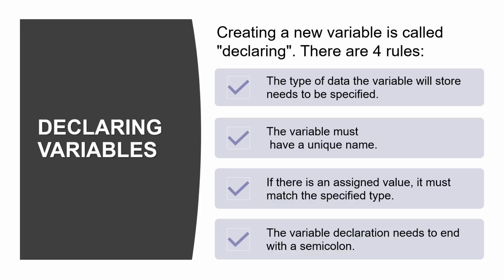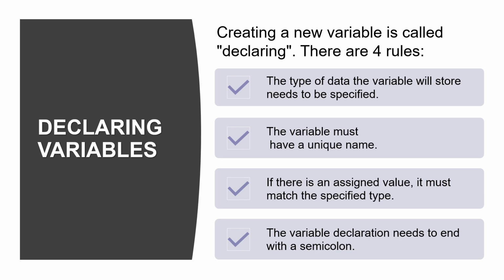The first thing we need to learn when we work with variables is how to declare them. That's the term that we use when we're creating new ones: we say we're going to declare a variable. And there are 4 rules. These are very important that you need to follow when you're declaring your variables. The first thing is that you first need to tell it what type of data the variable is going to store. And this is very specific. We're going to go over the different types of data in a couple minutes. But that's the very first thing when you're declaring a variable. What type of data is this variable going to store?